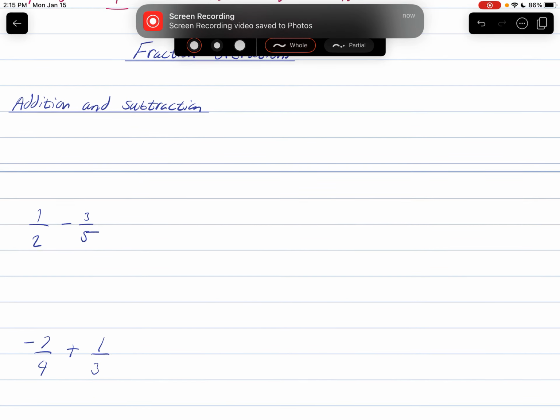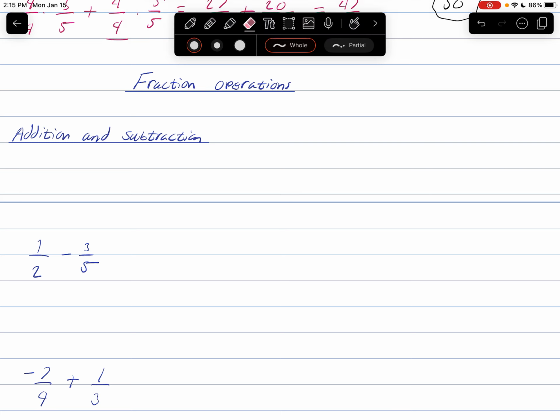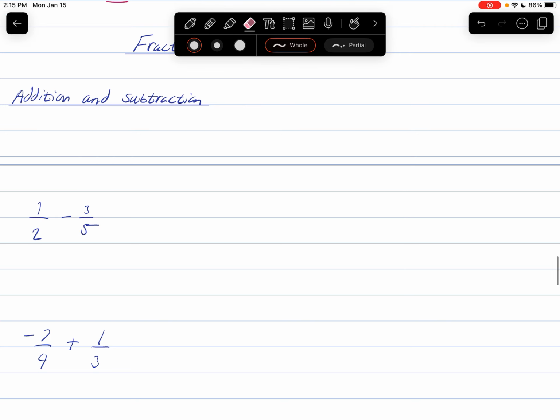Hi everyone, let's take a look at fraction operations here, and more specifically I want to take a look at addition and subtraction involving fractions, okay? So, let's take a look here at this first one. We have 1/2 minus 3/5.